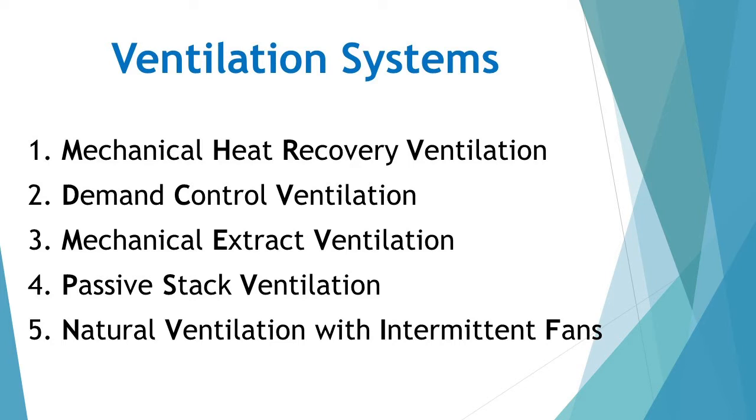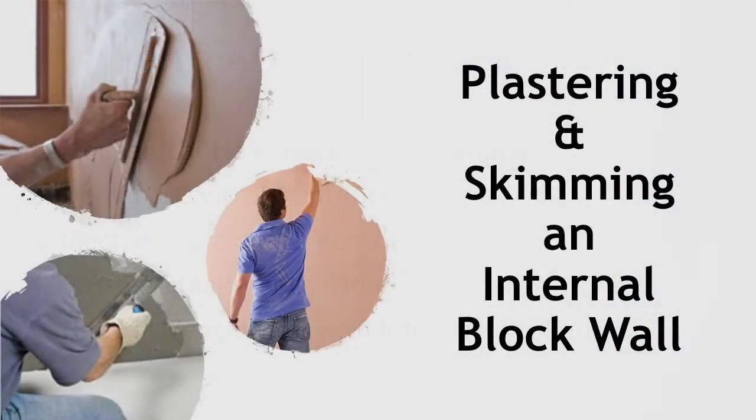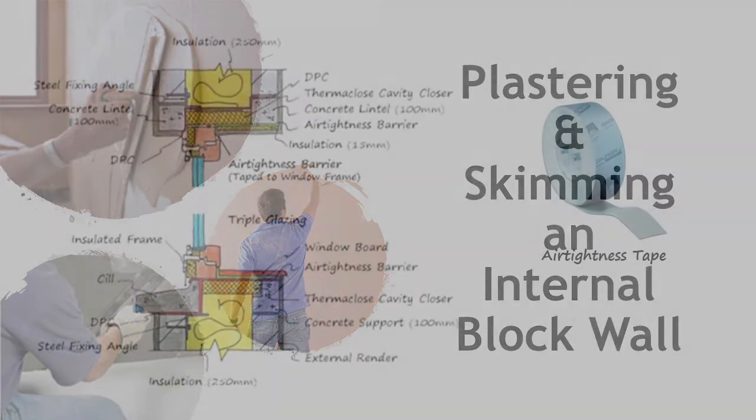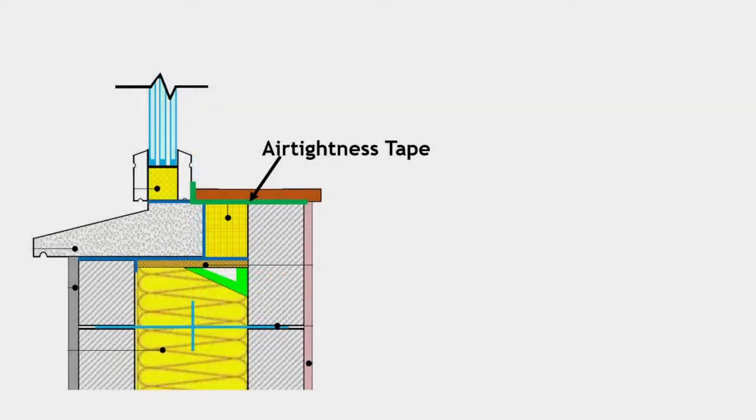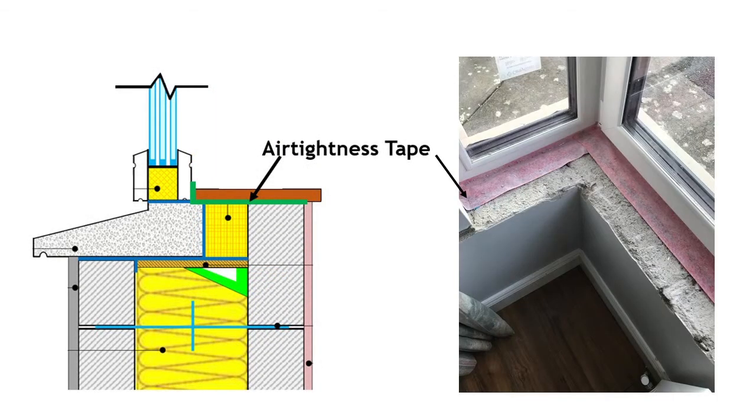There are several methods to making a dwelling airtight, such as using a layer of plaster on the internal wall with airtightness tape at junctions. An example of this is shown in the image of the sill detail. The inner wall is plastered and there is airtightness tape at the junction of the frame and the inner wall to ensure there is no break in the airtightness barrier.